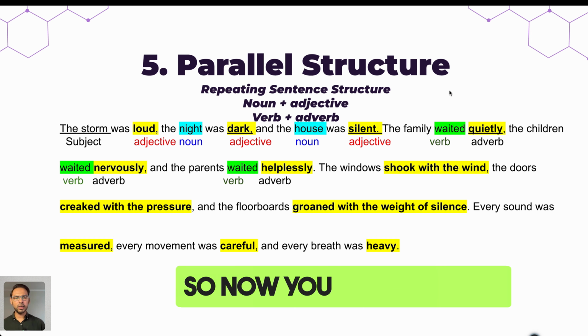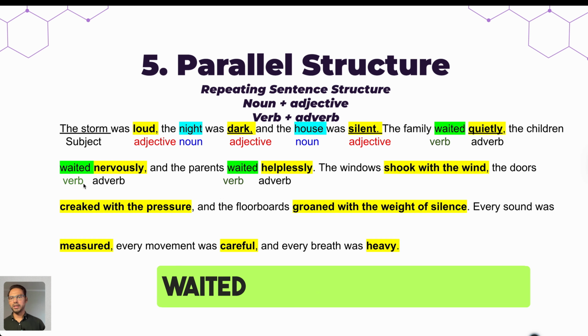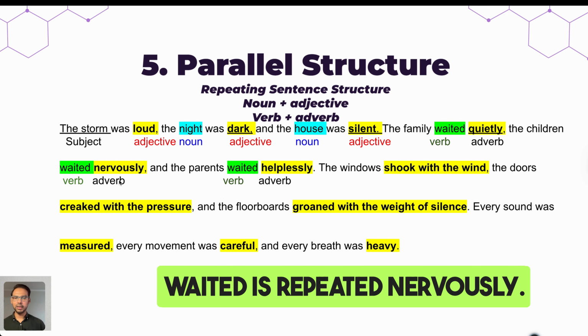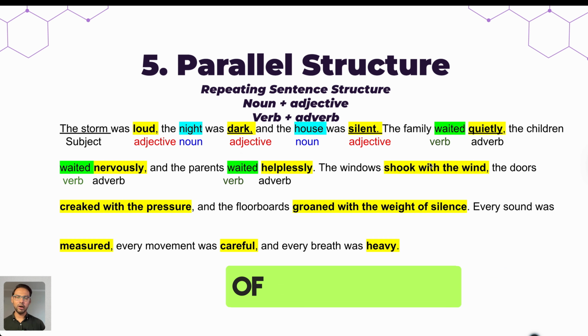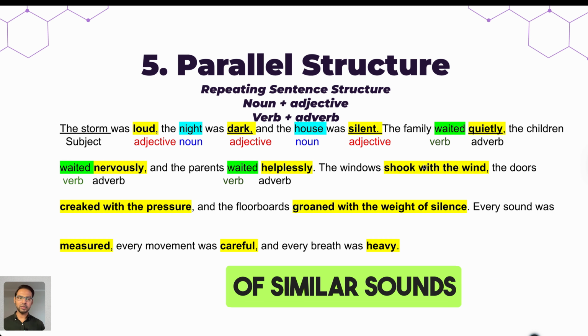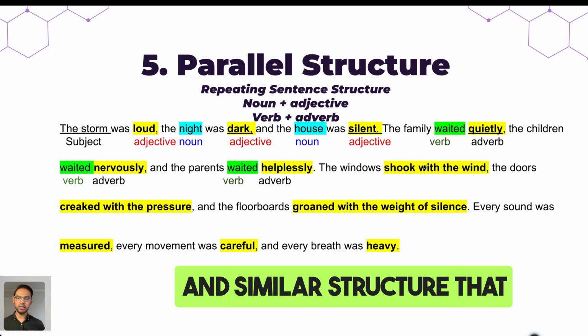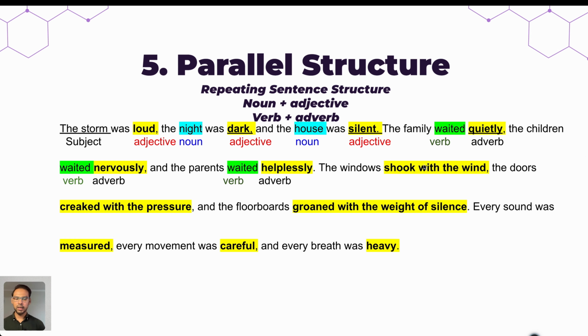So now you can go ahead and look at verbs as well. So he waited quietly, and then waited is repeated nervously, and then you can see that there's a pattern in the use of similar sounds and similar structure that it normally generates.